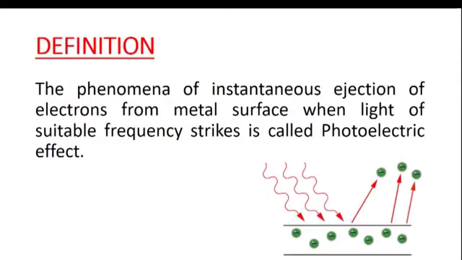Photoelectric effect. The phenomenon of instantaneous ejection of electrons from a metal surface when light of suitable frequency strikes it is called the photoelectric effect. The red wavy arrows represent the incident light. The green ones are the electrons in the metal surface, and with the red arrows we can see the ejected electrons. Let's go to an experimental setup.